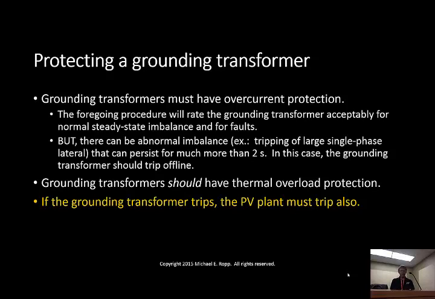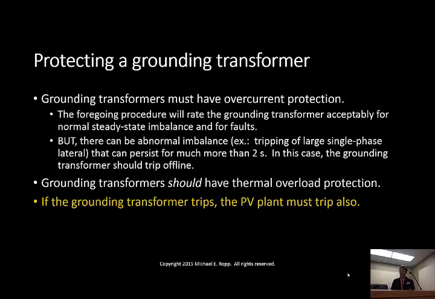But you notice the second sub-bullet here says there can be an abnormal imbalance. Remember we talked about temporary versus transient overvoltage. Well, I can have a temporary voltage imbalance. For example, I get a large single-phase lateral that trips. So all of a sudden, I was expecting typically a 5% imbalance. Well, for a while there, I'm going to get like a 10% imbalance until a line crew can get out there and fix the fuse, probably a fuse on a single-phase lateral.